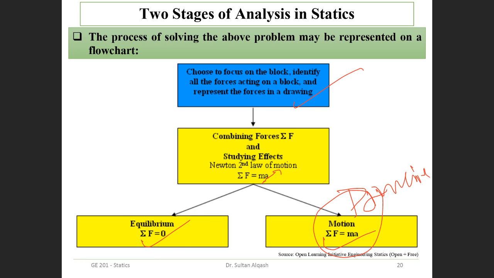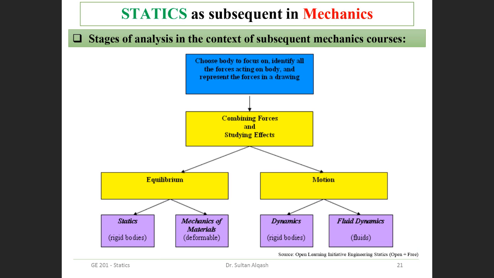Okay, so we are here. Simple. Also more details in mechanics: why does statics belong to mechanics? We choose the body, define the forces after drawing the free body diagram, and then combine the forces, sigma F. In equilibrium, sigma F equals 0. If not in equilibrium, in motion, sigma F equals ma. Sigma F equals 0 means either statics, which is a rigid body as I mentioned, or mechanics of materials, where the forces will deform or change the shape of the object. Clear? In terms of motion, we have dynamics.